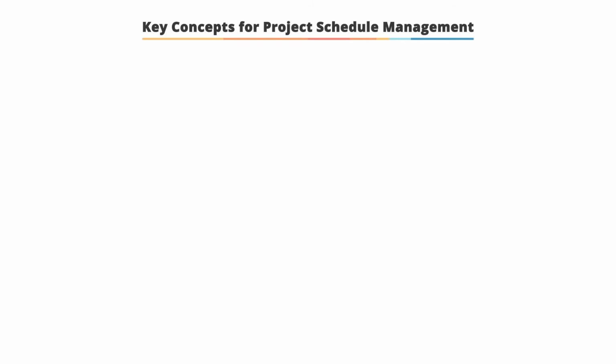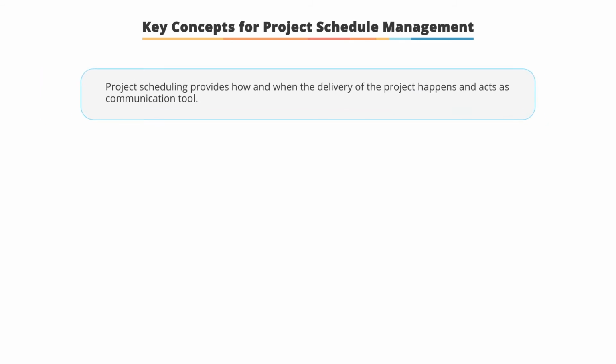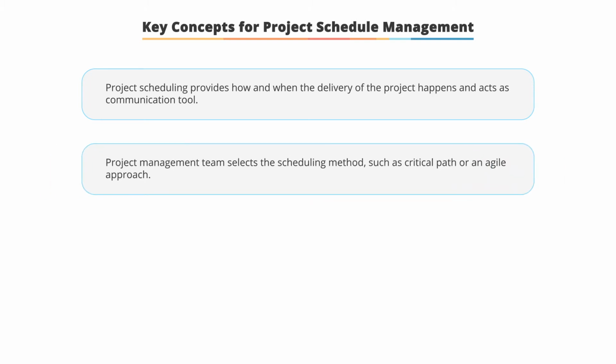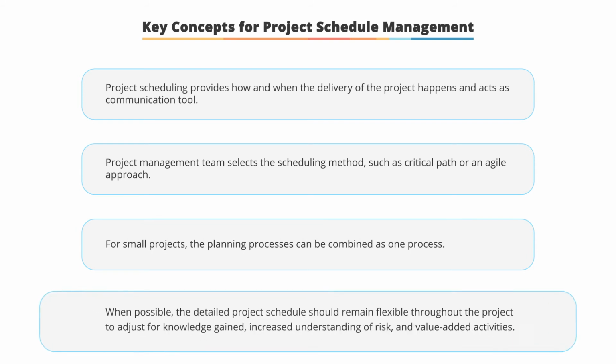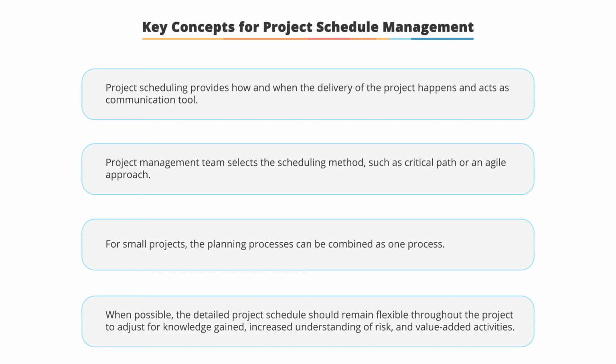Key concepts for project schedule management. Project scheduling provides how and when the delivery of the project happens and acts as a communication tool for stakeholders. The project management team selects the scheduling method, such as critical path or an agile approach. For small projects, the planning processes can be combined as one process. When possible, the detailed project schedule should remain flexible throughout the project to adjust for knowledge gained, increase understanding of risk, and value-added activities.